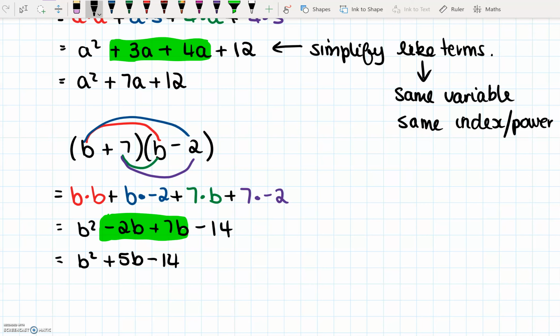Okay, so this is the FOIL method of expanding brackets or multiplying binomials. Okay, you'll see that our final answer here has 3 terms in it. So this is not a binomial, it has 3 terms, it is a trinomial.